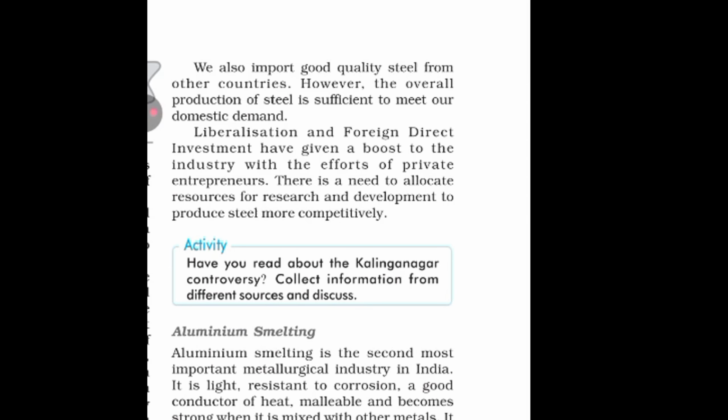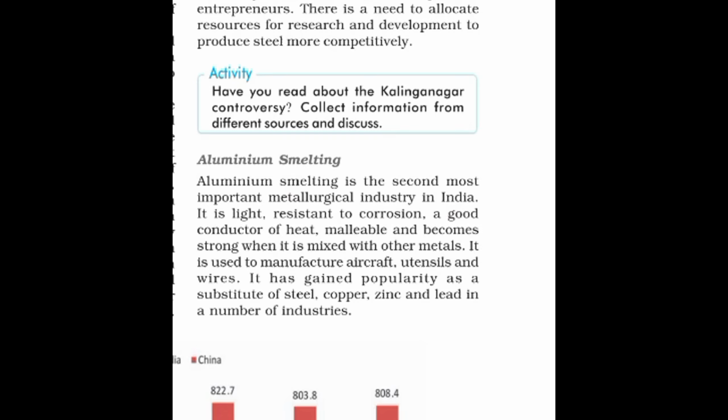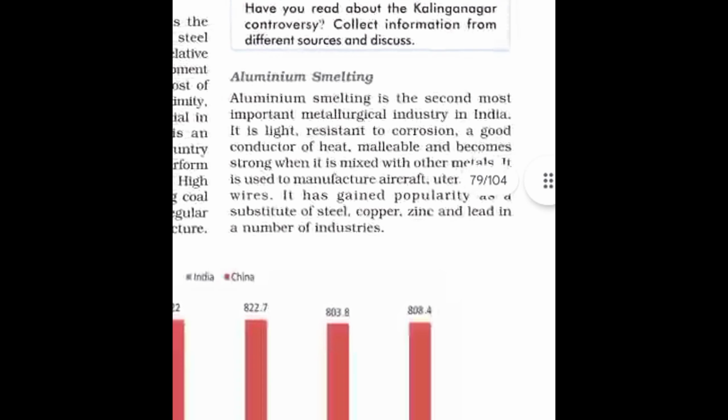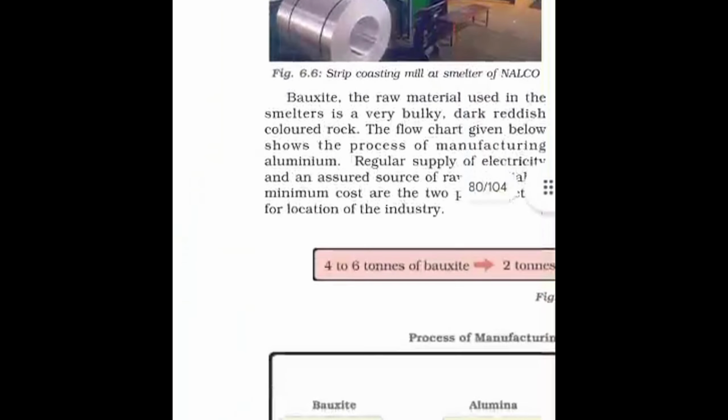Now, aluminium smelting. With the growing popularity of aluminium, because it is a good conductor of electricity, the demand is growing, and it is resistant to corrosion, and it is malleable and becomes strong when it is mixed with other metals. This aluminium today is growing in demand. Okay.